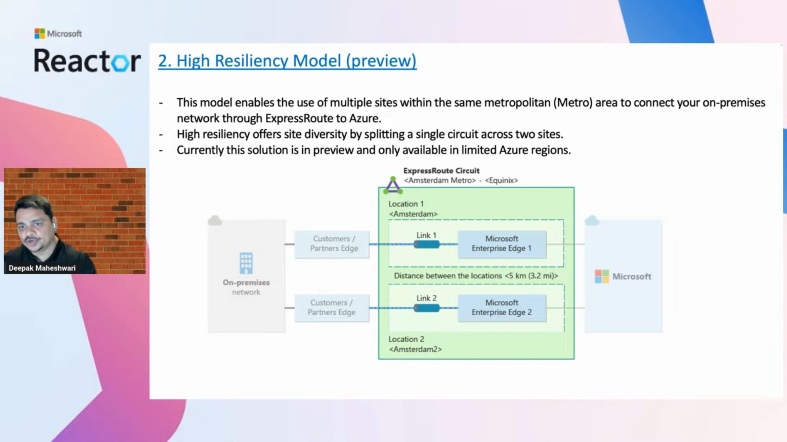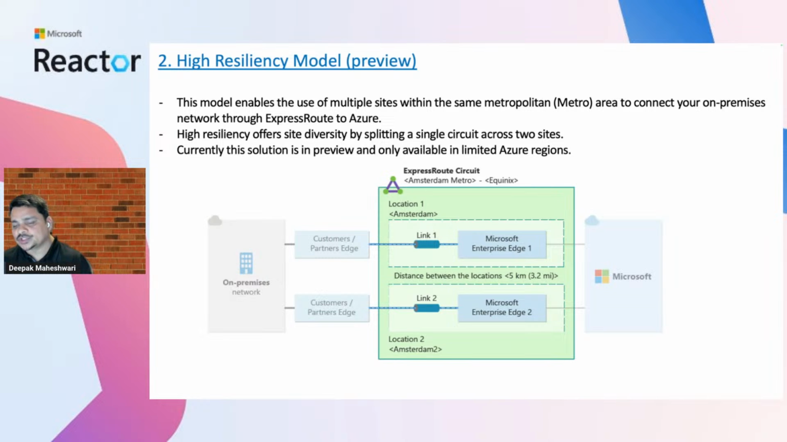Now let's talk about a different model which Microsoft has introduced, and you will find all this information on our website. The second model is high resiliency, which we have recently announced, and my colleague Nirmal is going to talk more about this in a few minutes. We have two connections, and these two redundant connections are actually using two different facilities, and those facilities are close to 5 kilometers apart. So they can tolerate if one building happens to be down, and you still have your traffic routed using a different building.